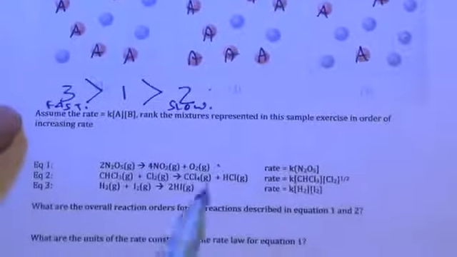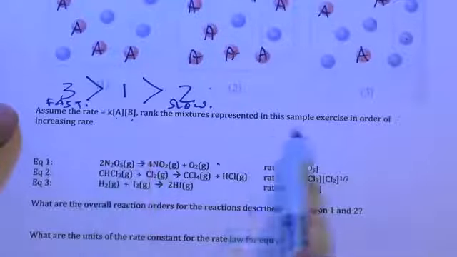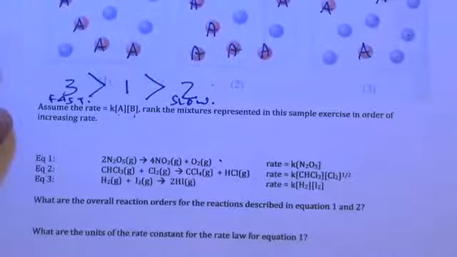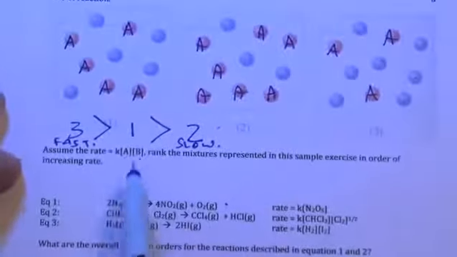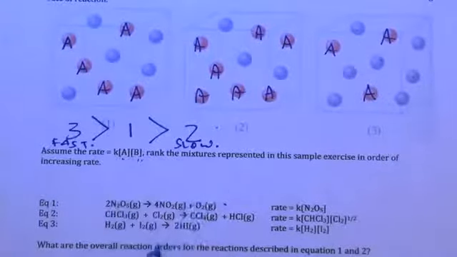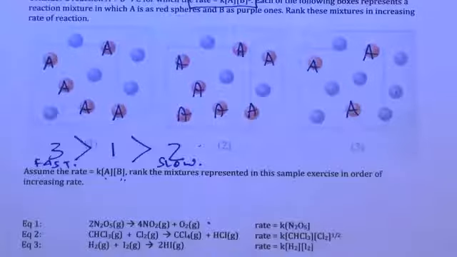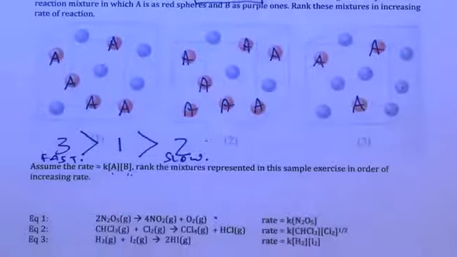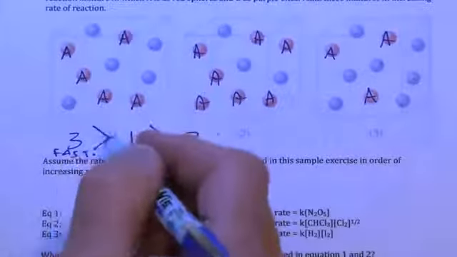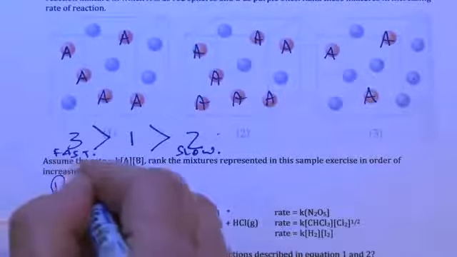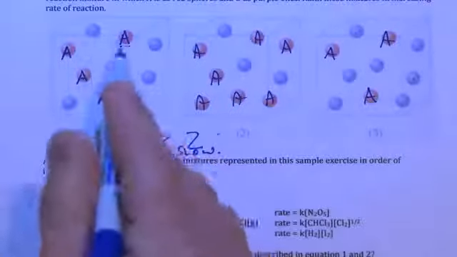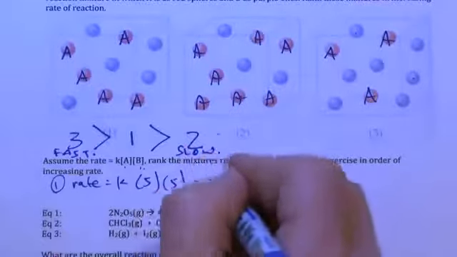Second question says, assume rate is equal to K times A times B. Rank the mixtures represented in this sample exercise in order of increasing rate. Well, now if they were the same, just A times B, then we'd have to take a look at each one individually, and we could just put in the numbers and do the same kind of math that we did before. And for number 1, we'd end up with rate is equal to K, and it'd be 5 times 5, because there are 5 A's and 5 of the B's, so that'd be 25.